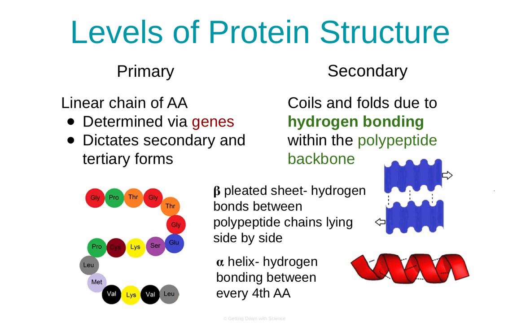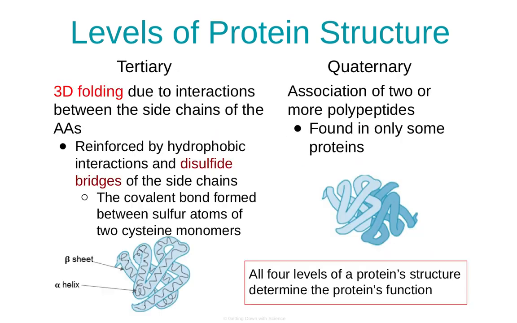In specifics, we get beta pleated sheets, which are the hydrogen bonds between the polypeptide chains. When they start to lay on their side, they look almost accordion-like. Or we can get an alpha helix type of folding, which reminds us of another structure, the DNA structure. And that's the hydrogen bonding between every fourth amino acid, which gives it that helical effect.